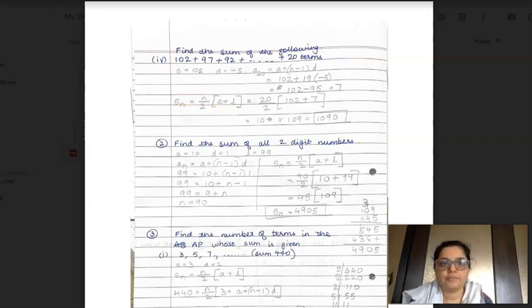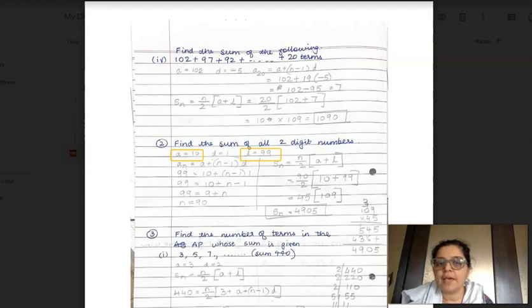Going to the next sum. Find the sum of all 2-digit numbers. Now make a note here. 2-digit numbers, my first number is not 11. It is 10. Most people make the mistake of writing it as 11. And the last is not 90. It is 99.